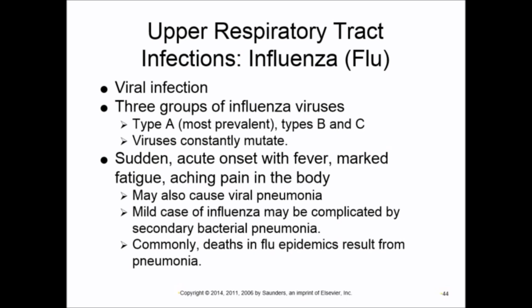But the problem is it can go down. The flu is usually in the nose, maybe in the pharynx a little bit. But if it goes down, it can produce viral pneumonia. And this is another problem. And it can actually be complicated by secondary bacterial pneumonia. And that happens a lot.